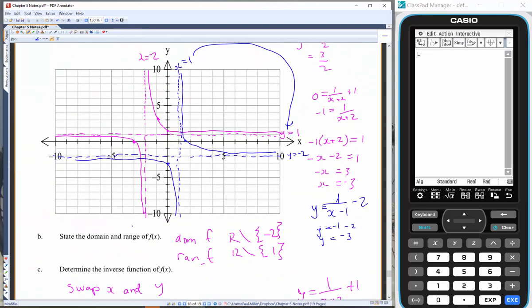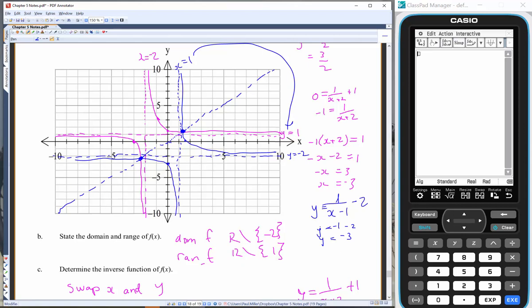When an inverse function is found, they'll always intersect along the line y equals x. So I'll just quickly draw that line y equals x. There it is, and you can see that the pink and the blue function intersect along that line. If I continue down here, you can see that there. And I'll just show you with GeoGebra as well.